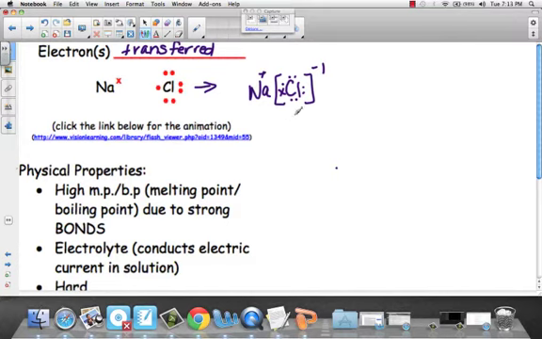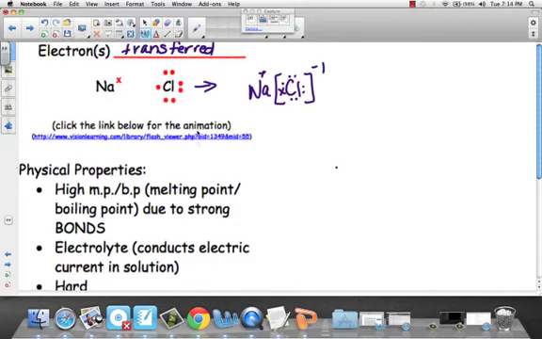The nonmetal gets the brackets. Both elements have a charge. Na lost one, chlorine gained one. Now this is positive, this is negative. Now they are attracted to one another and they'll form a bond.